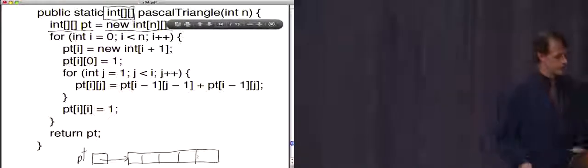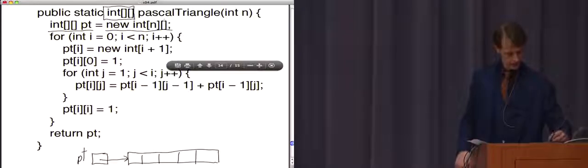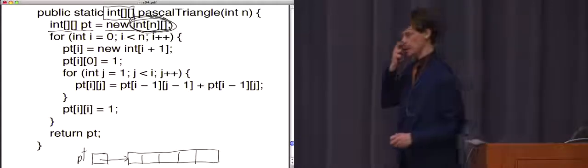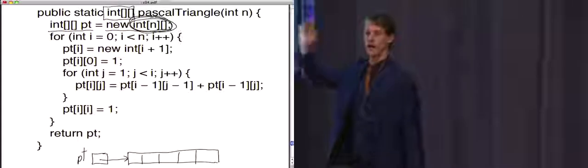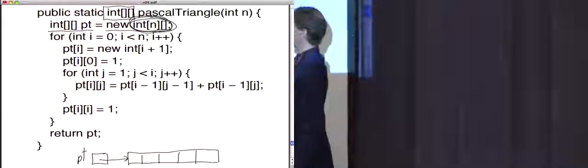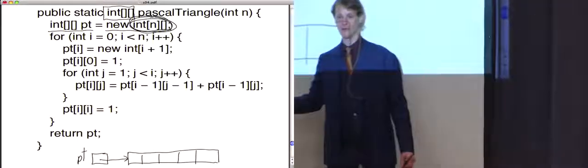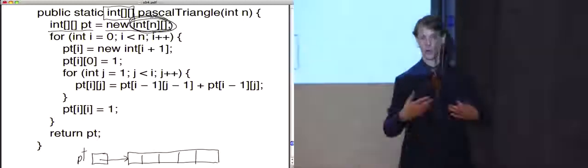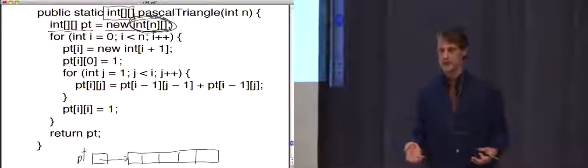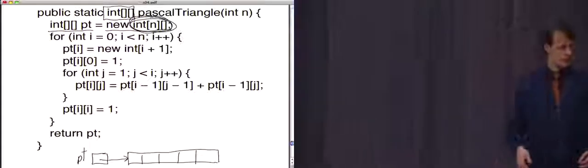So, we've got this funny notation up here where we wrote int open bracket, n, close bracket, open bracket, close bracket, which tells Java, I want to create the first array of n references to arrays of ints, but I don't want to actually create those arrays of ints themselves yet. I'm going to do that in a loop.